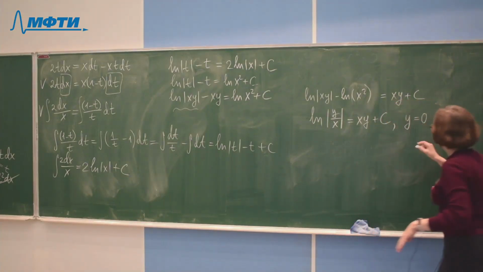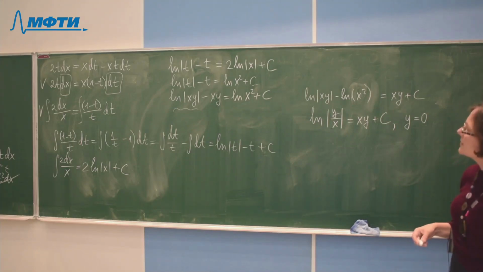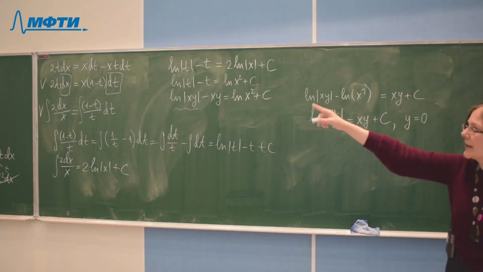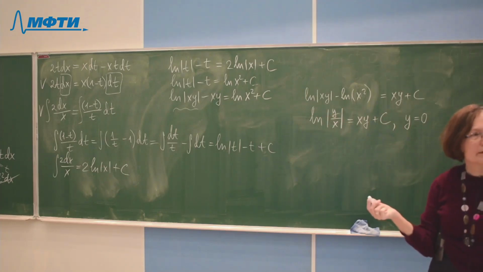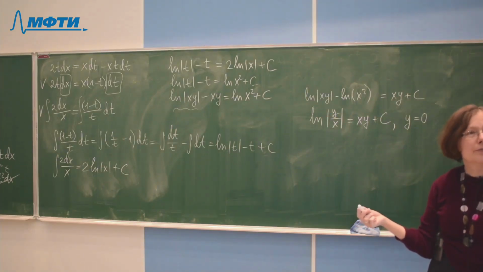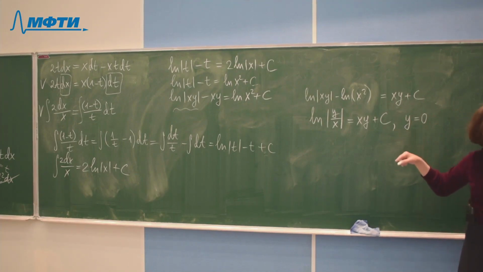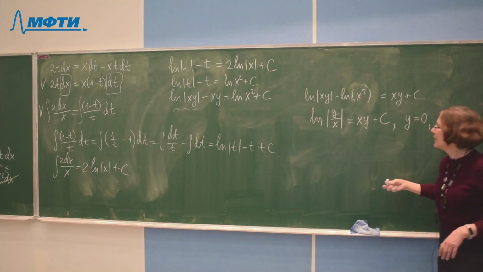So what about y equals 0? Is it a solution or not? Will y equals 0 satisfy the original differential equation? If y equals 0, then if we substitute 0 on the left hand side, we will get 0 equals, and then what about dy? dy is also 0. So y equals 0 is a particular solution, and we should include this solution in the answer. And x equals 0 is also a particular solution. So this is an answer.